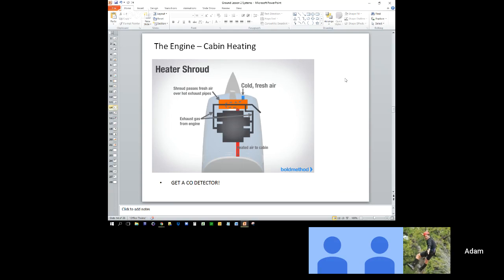Carbon monoxide. Yep, that's exactly right. The shroud is a metal device. The exhaust manifold is a metal device, susceptible to rust, etc. And over time, what happens is cracks form in the shroud and cracks form in the exhaust manifold. So if you go flying one day and the airplane you're renting or the flight school you're using doesn't have a carbon monoxide detector in the panel, and it's wintertime and you're going to be using the heater, I would absolutely refuse to fly that airplane.